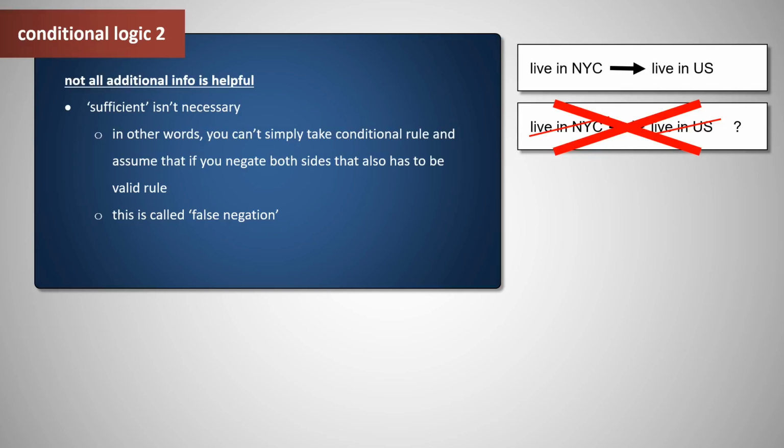They give you a statement, which is a conditional rule, and then they count on you to simply infer that you can negate both sides, and that's a valid deduction. It's not. Sometimes it is, but most of the time it's not. So you can't do it. You can't assume that you can always do it.